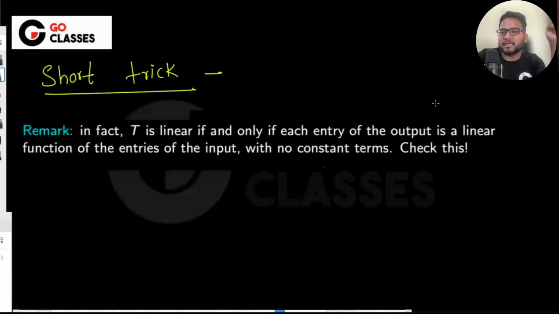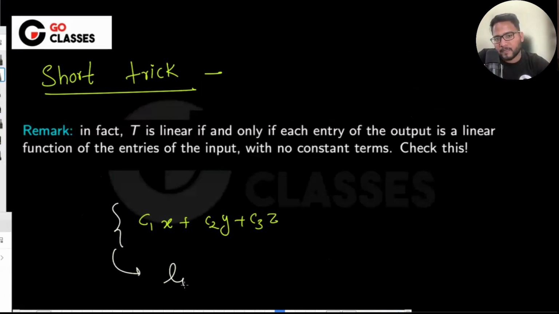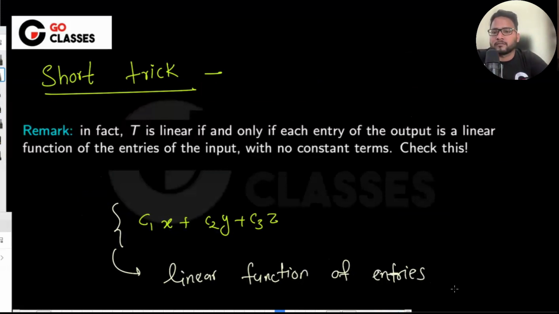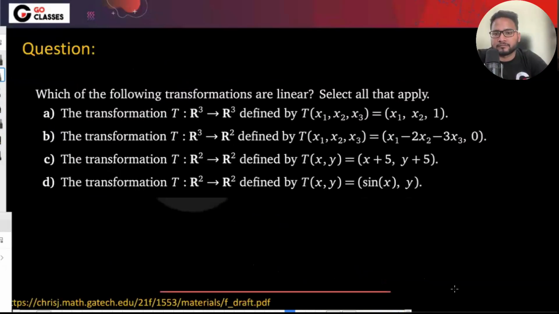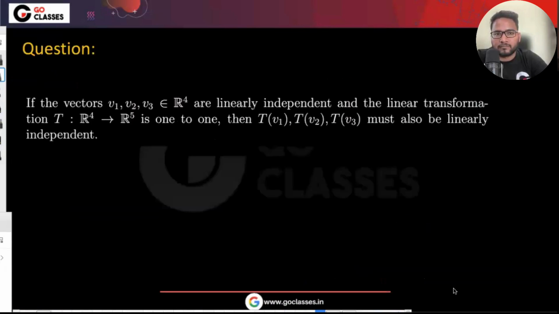And when I say linear function, it should be something like this: c1x plus c2y plus c3z. This is a linear function of entries. Now let's just see this particular question.